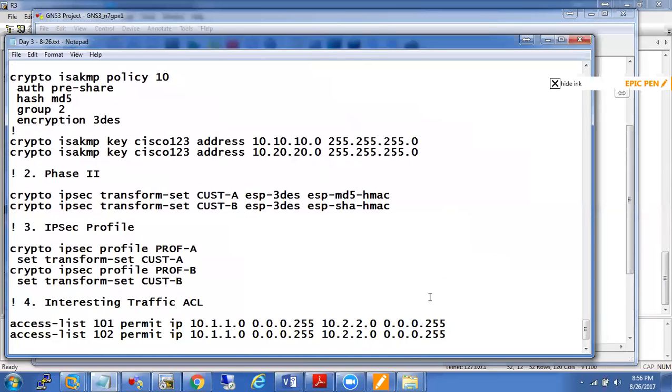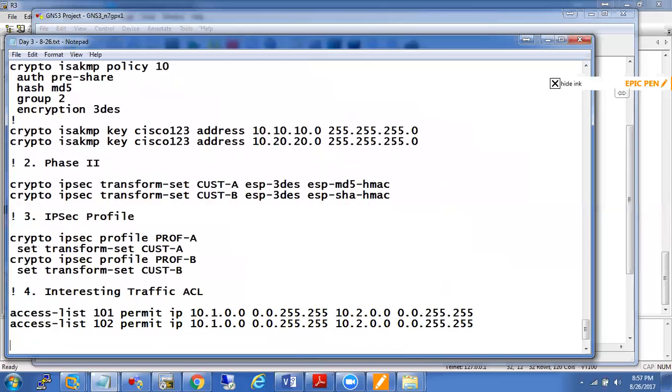But if you had more than that, I could do a different ACL. I could even do 10.1.0.0, 0.0.255.255, 10.2.0.0. If I had more networks, because mine is just 2 networks, I'm just doing it like that. Anything from 10.1 to anything from 10.2 is what I'm doing.